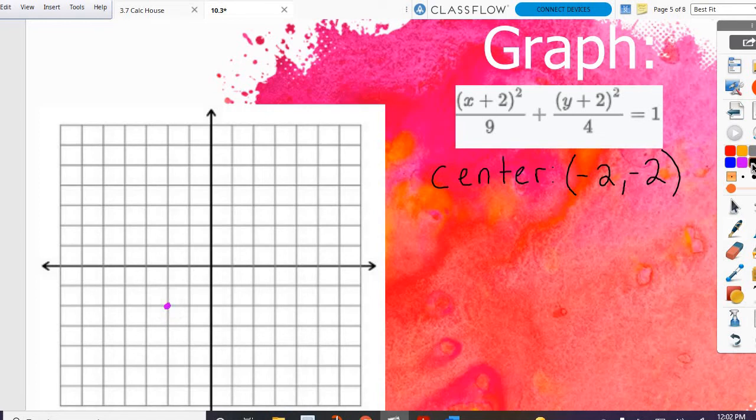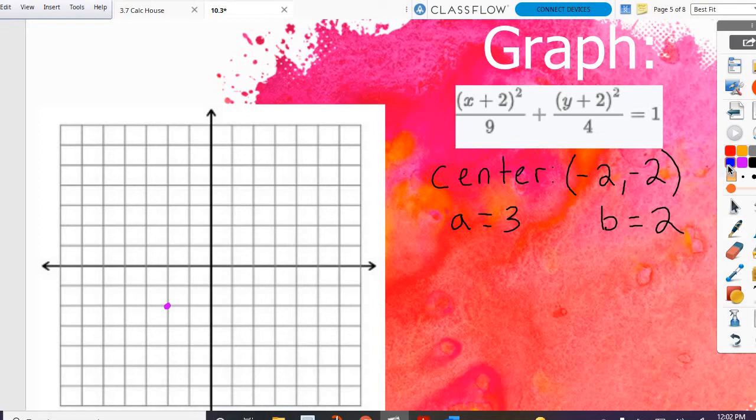Now, how far am I going to go from my center to get to my vertices? What variable is that? A. And A is going to be the bigger number. So for us, that's going to be 9. But then remember that this is a squared, so it's 3. Likewise, our B value is going to be the smaller one, but this time we take the square root and we get 2.